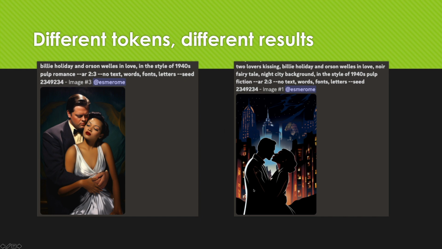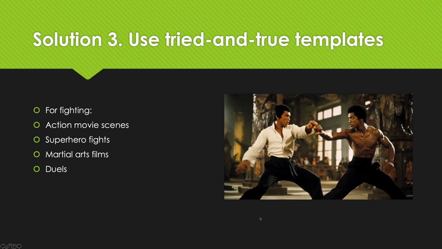And then we've got this image on the right. We changed the tokens a little bit. It says two lovers kissing, Billie Holiday and Orson Welles in love, noir fairy tale, Night City background, in the style of 1940s pulp fiction. And we also have this no for no text, words, fonts, and letters. And this creates, even though it's not that different from this one, a very different result. So another solution is to use tried and true templates.